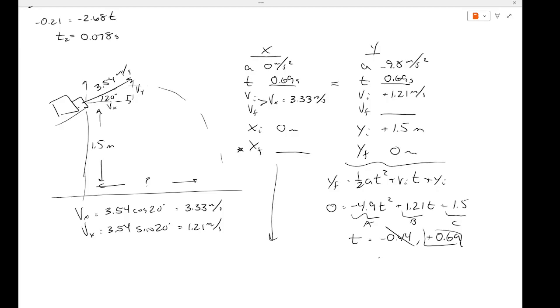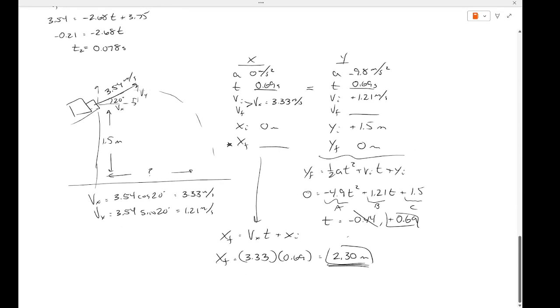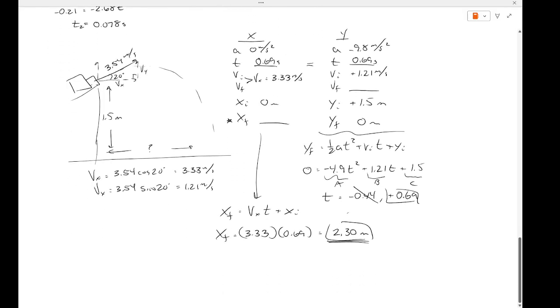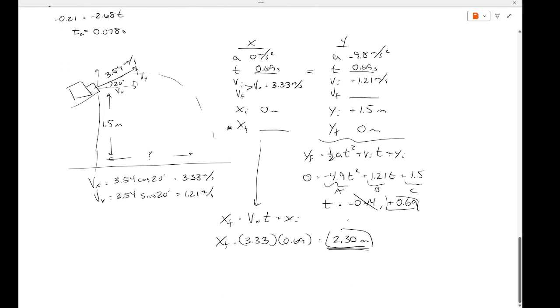And now I can find my position. Remember, in the x direction, when acceleration is 0, we just get velocity in the x times time plus x initial, which means my final position is going to be my 3.33 meters per second times the 0.69 seconds, and we should get exactly 2.30 meters, and that becomes our answer. We're 2.3 meters away. So there we go. Worked our way through this whole problem here, and we found that this thing's going to land 2.3 meters away from the target.